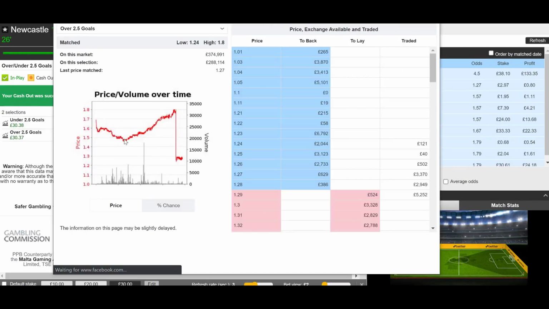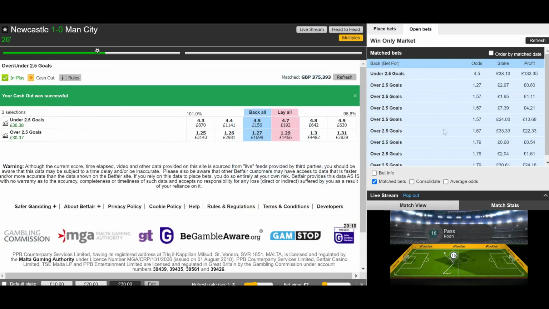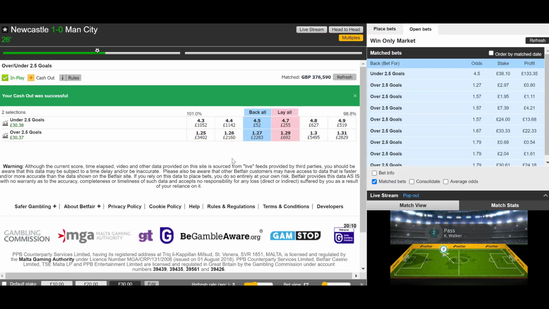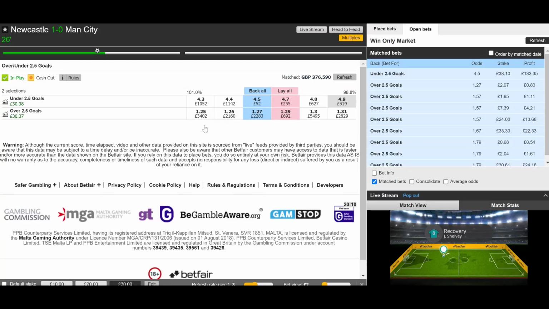So just to show you, that's pretty much how we trade the over 2.5 goals. We got in, started dripping that money into the market around the 10-minute mark. As the odds rose, we took advantage of that rise in price to get matched at average odds of 1.66 when the starting price was 1.46, and we've managed to lock in £30 of profit.